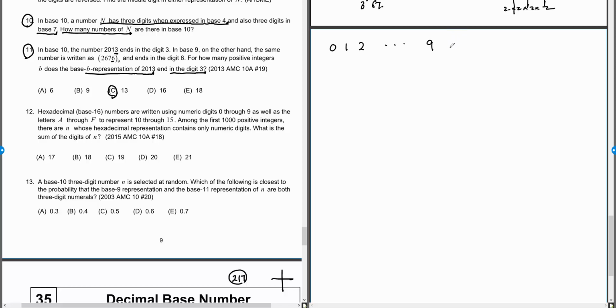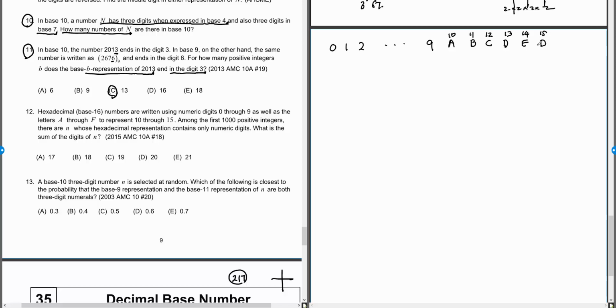We cannot use a 2-digit number in the place. Instead of 10, we use A. 11 is B, 12 is C, 13 is D, 14 is E, 15 is F. Up to here, right? That's the maximum number.